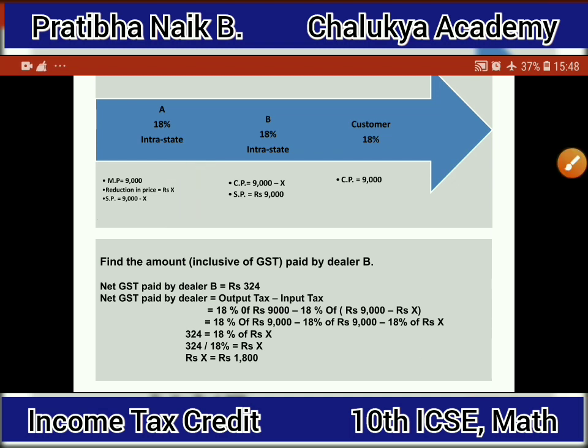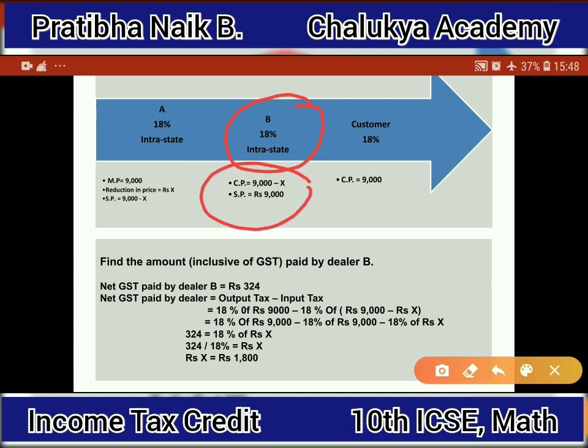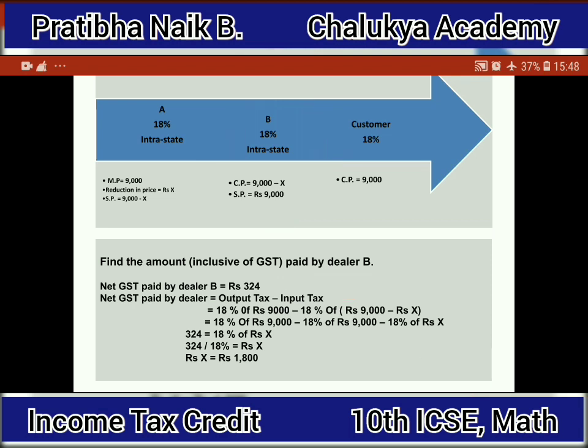So selling price is 9,000 minus X. Now here we have to find out the amount inclusive of GST paid by dealer B. So let's concentrate over here. Okay. So net GST that dealer B paid is rupees 324. What is the formula for net GST paid? Output tax minus input tax. Okay. So for output tax we have to concentrate on selling price, and for input tax we have to concentrate on cost price. So 18%. So here what is the selling price? Selling price is 9,000, and here the cost price is 9,000 minus X.